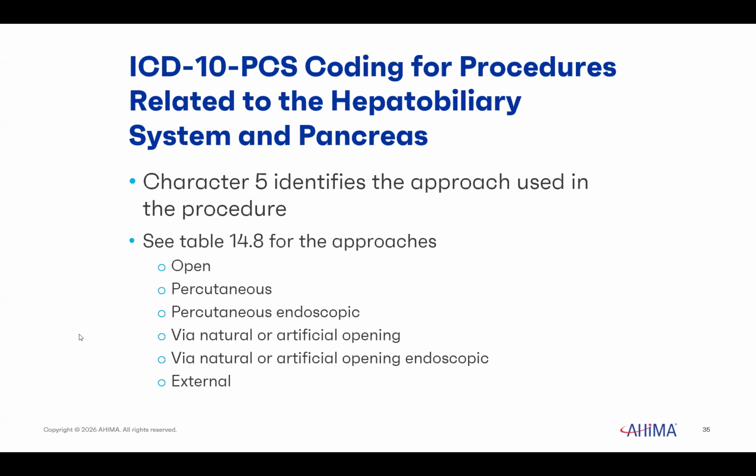And again, now the fifth character, as we've seen before, it's all about the approach. It could be open, percutaneous endoscopic, via natural or artificial opening, and so on. Right? And these are listed in table 14.8, and these are consistent just as you would see in any other approach.